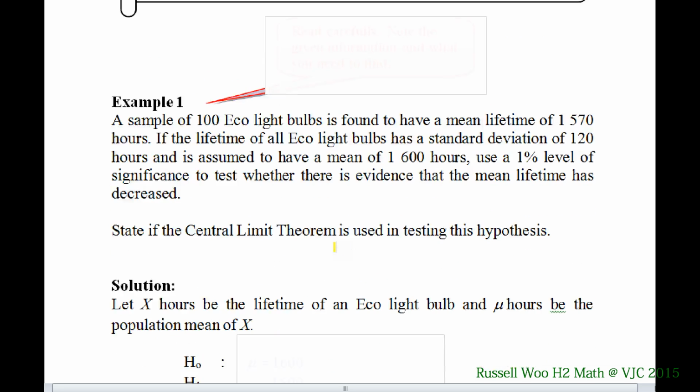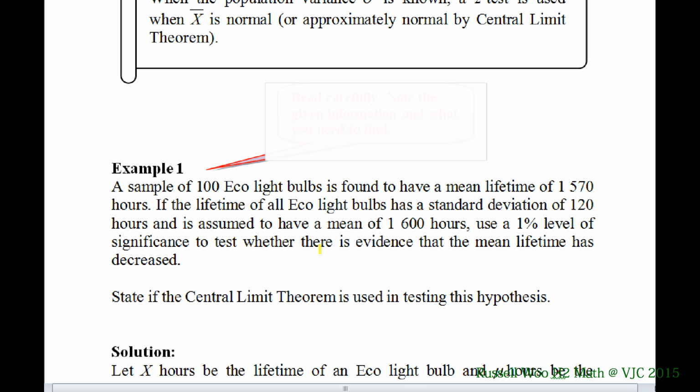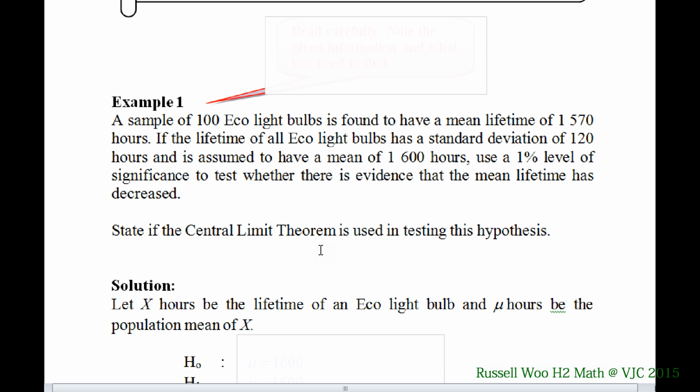Let's do example 1. 100 light bulbs are found to have a mean of 1. We must look very carefully. Is found to have a mean. This is not your population mean. That means this is the mean of 100. This is what we call the X bar, the sample mean.